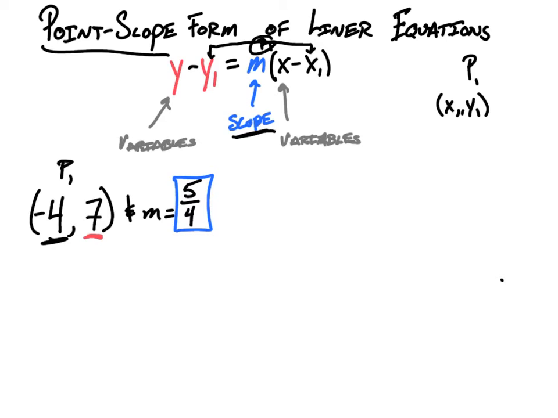I'm going to come back here and look at y minus 7 equals m, which is 5/4, and we want to keep that as a fraction, times x minus. Actually, the original equation says it would be minus up here, but we notice that this -4 is here, so we're actually going to turn this into a +4 and end it. That is point-slope form based on this information.